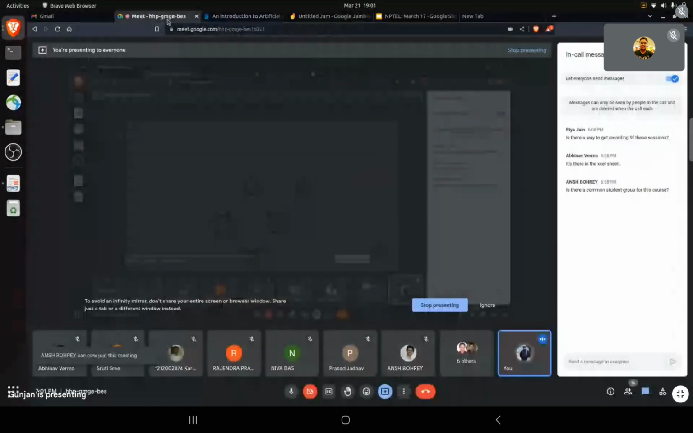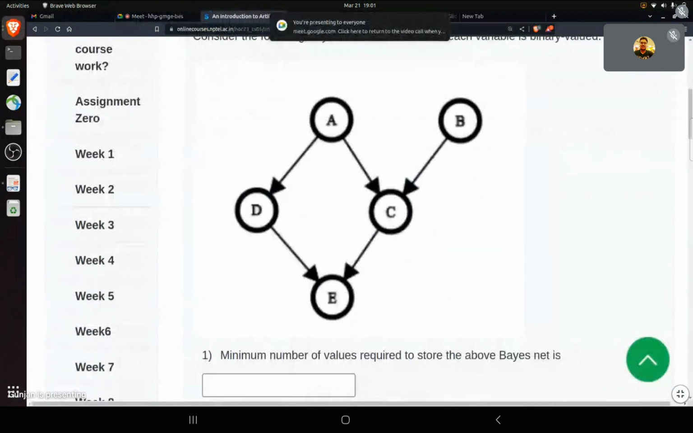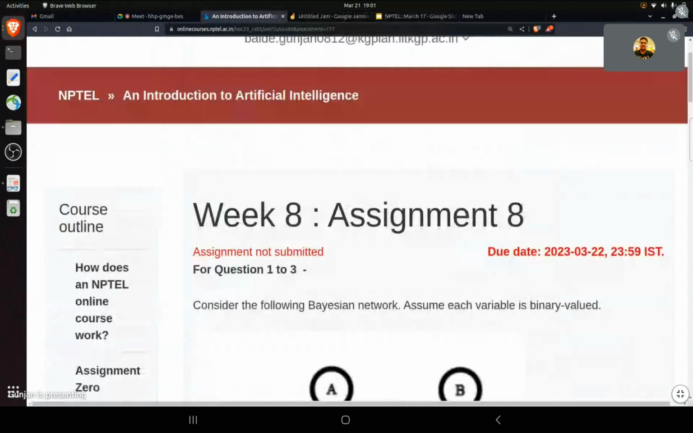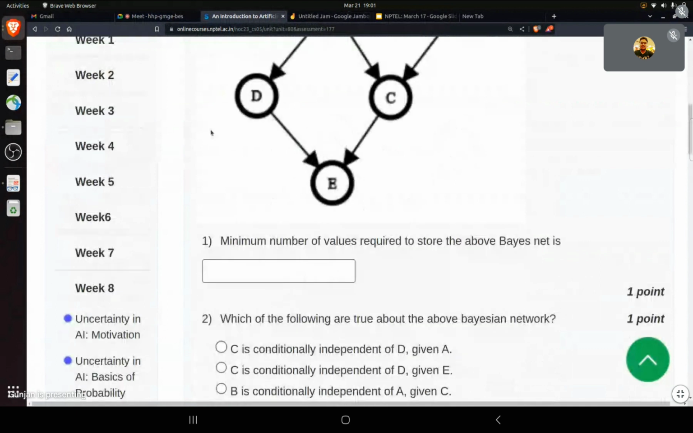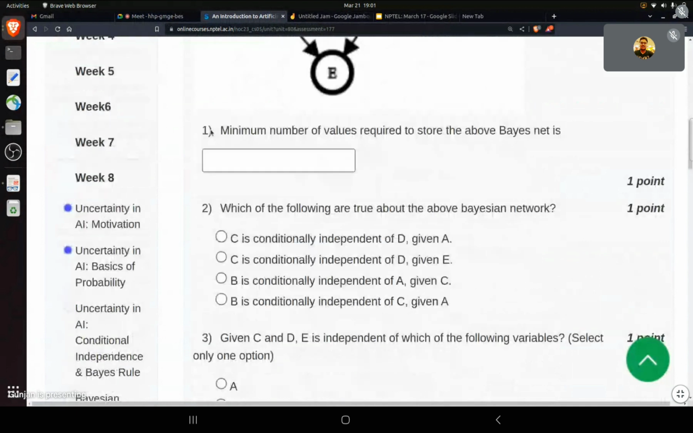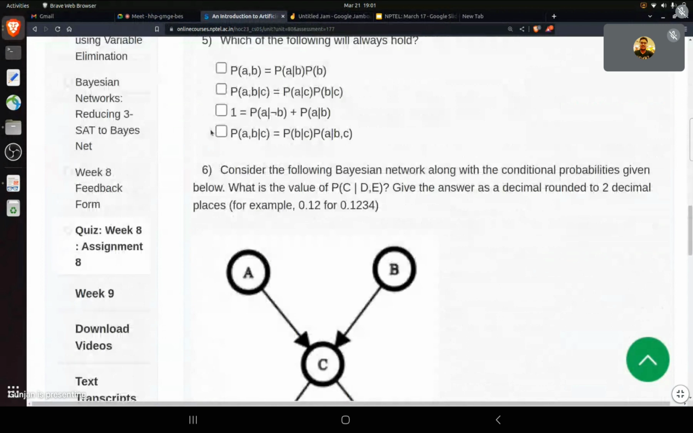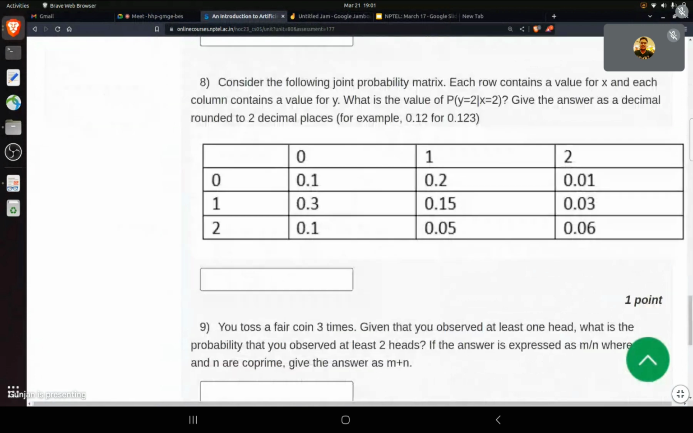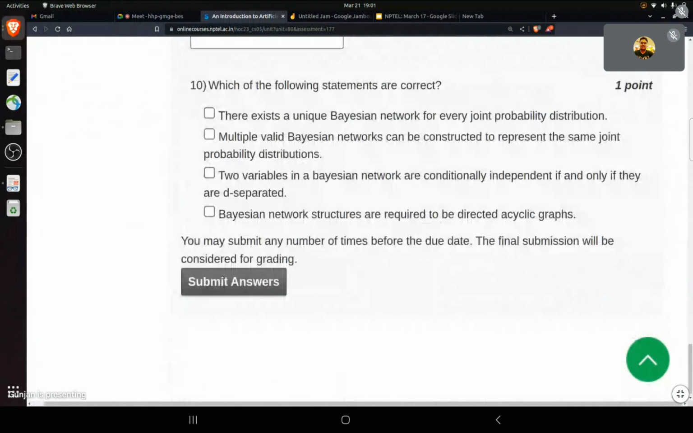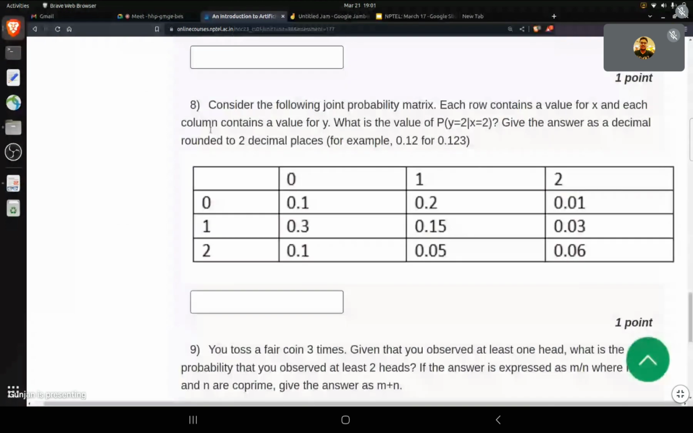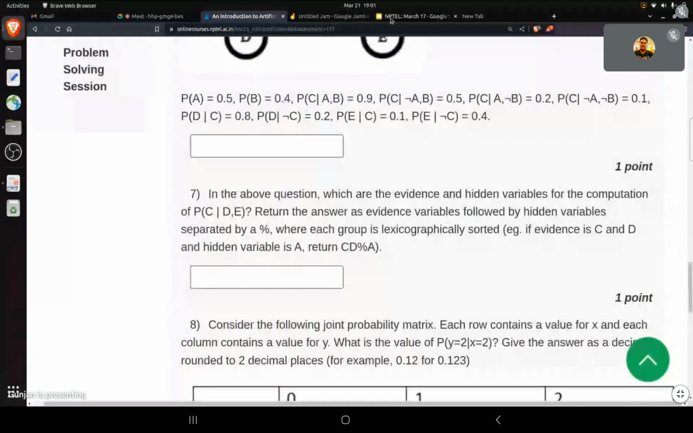Am I audible? Yes, sir. Yeah, so you guys were saying that you have problems in this week's assignment for Bayesian network. Yes, sir. First is the complexity of Bayesian network, time complexity. Where is it asked anywhere? Not directly. I don't remember the professor discussing any such concept about time complexity.